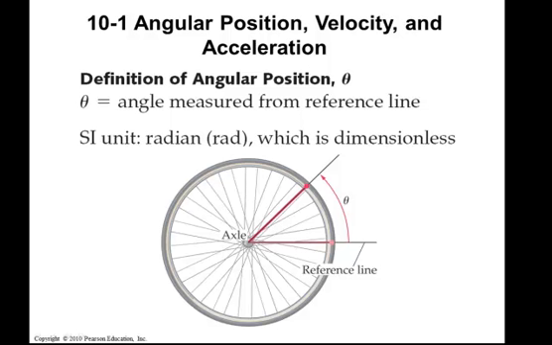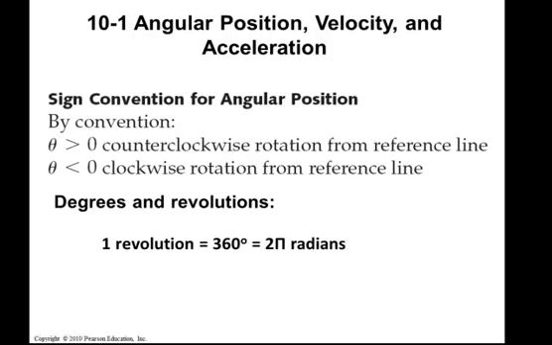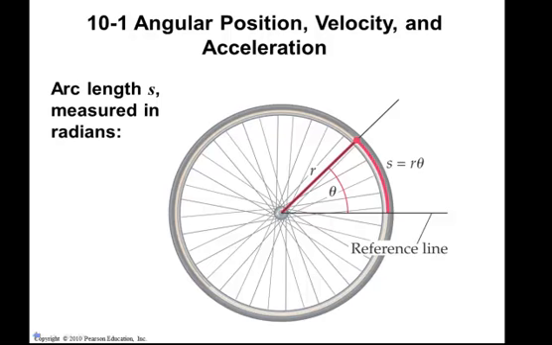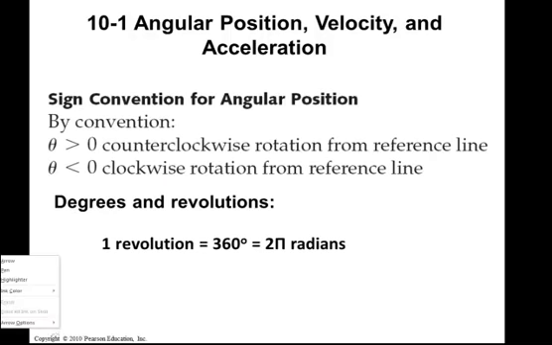So theta is the angle that's measured from this positive x-axis. And it's given in units of radians, which is dimensionless. Now we can convert between degrees and radians because we know that one whole revolution is 360 degrees, which is 2 pi radians. So you can use this to convert between radians and degrees.